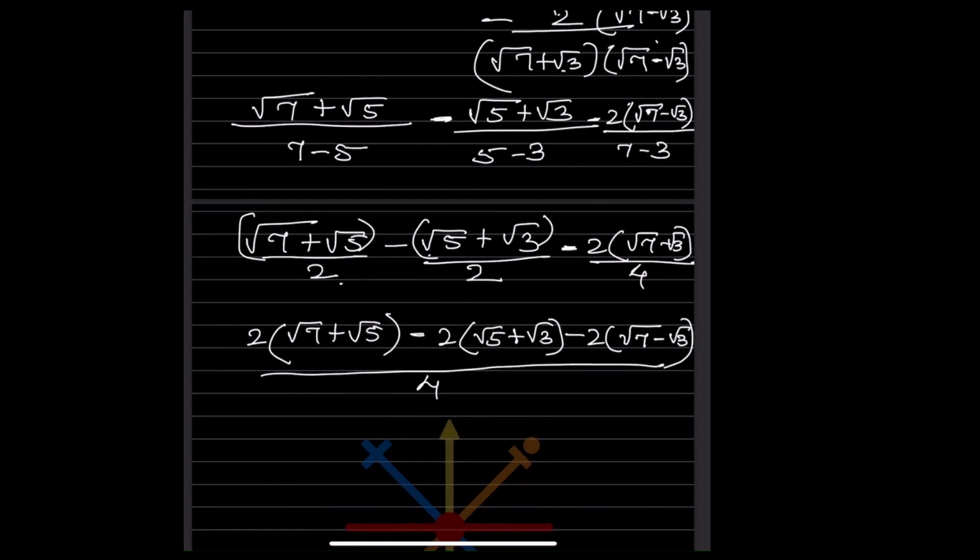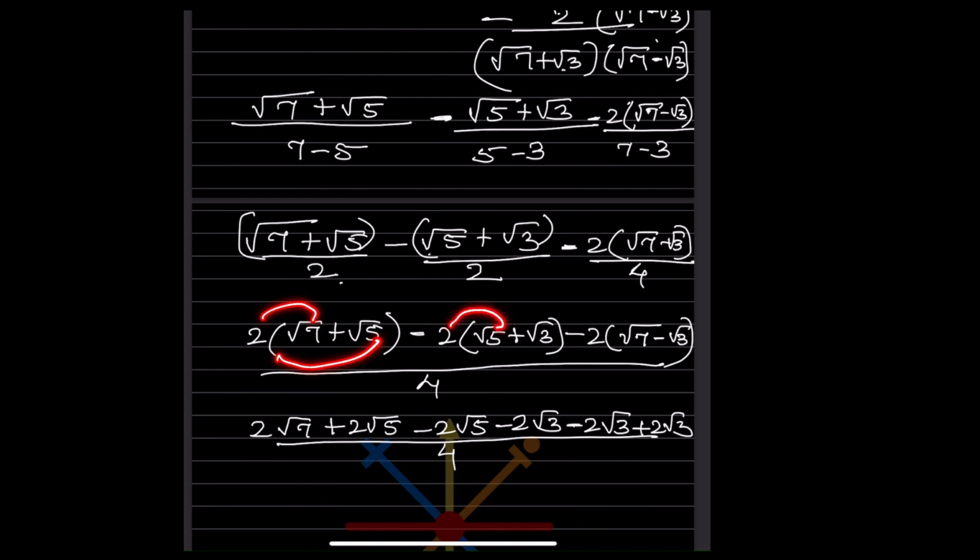So now we are going to expand it. 2 root 7 plus 2 root 5 minus 2 root 5 minus 2 root 3 minus 2 root 7, and this is going to be plus 2 root 3. Hope you got this one. Divided by 4. How did I do this one? We are just going to expand this one. The sign is very important when you're expanding, because minus and plus, this becomes minus. Again here minus and minus, this becomes plus.